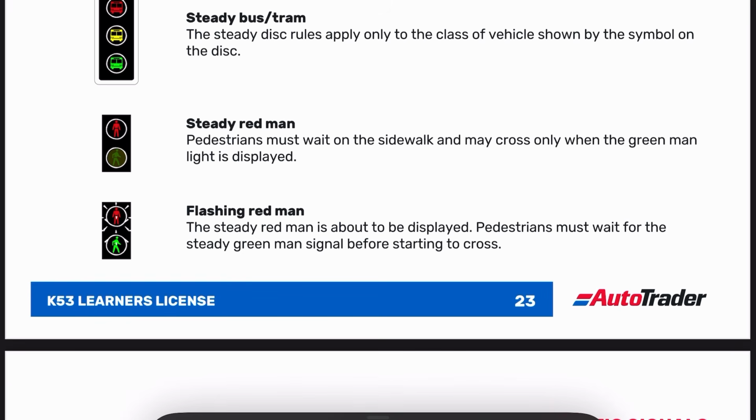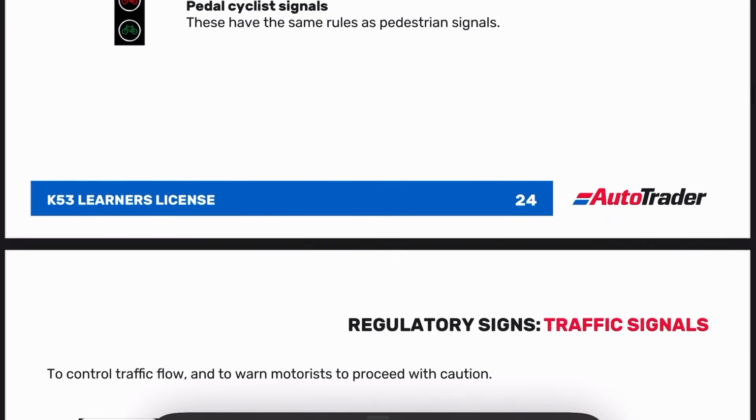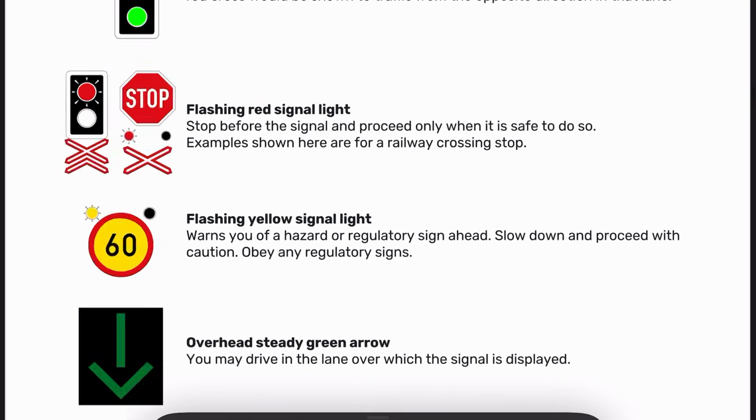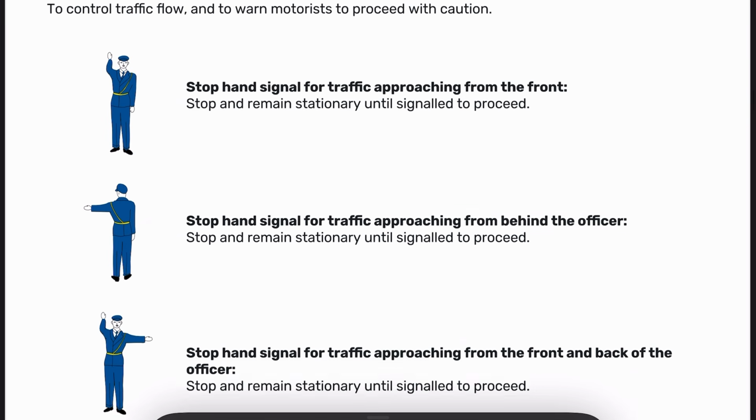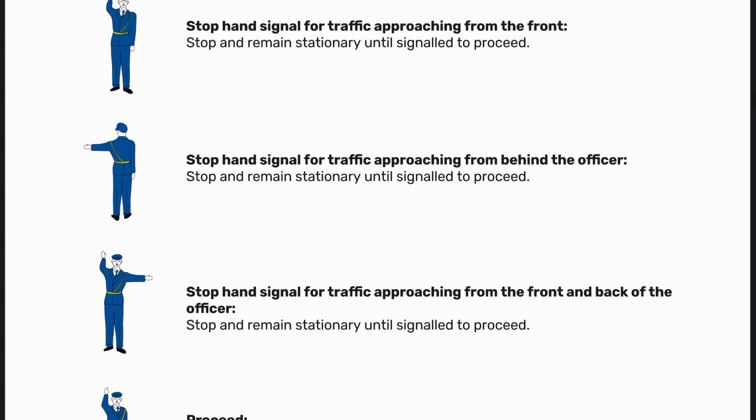Steady bus or tram. The steady disc rule applies only to the class of vehicle shown by the symbol. Okay, whether you're seeing a red bus or yellow bus or green bus, it applies to buses only. This one you understand, the robots. I'm not going to cover this with you. Folks, the robot is a robot.